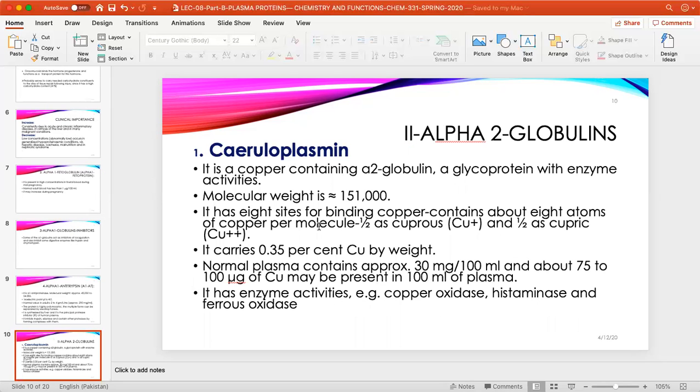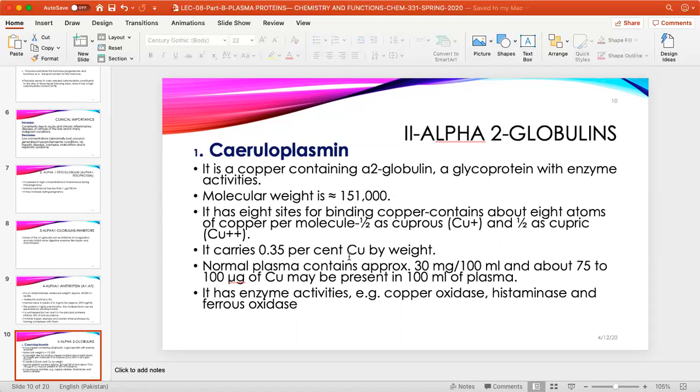Next, we go to the second kind of globulin, known as alpha-2 globulins, and it has 2 kinds. Number 1 is ceruloplasmin, and number 2 is haptoglobin. So let's go to ceruloplasmin. It is a copper-containing alpha-2 globulin, a glycoprotein with enzyme activities. इसकी enzymatic activities हैं, molecular weight इसका 151,000 है, और इसकी 8 sites हैं for binding copper, about 8 atoms of copper per molecule, half as cuprous and half as cupric.